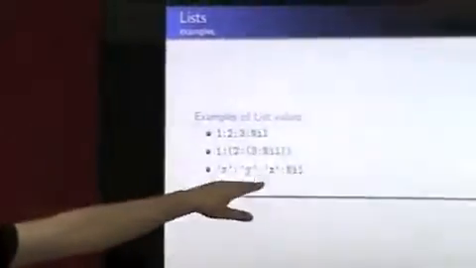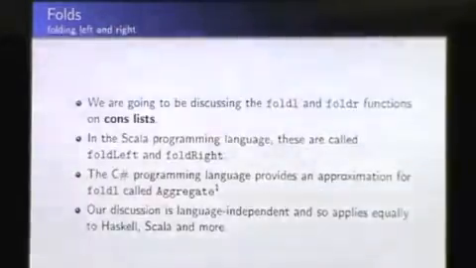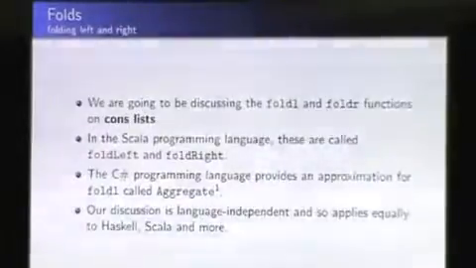Sometimes I don't know, so please say so. And then another list, X, Y, and Z, and then A, B, and C. These are examples of cons lists, values of the type cons list. Okay? Good. Alright. So yeah, we'll be talking about fold L and fold R.